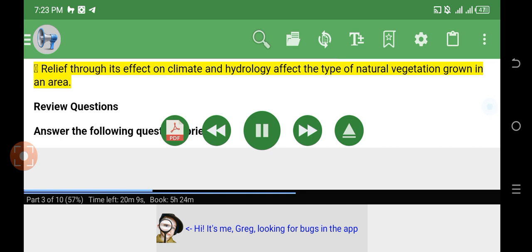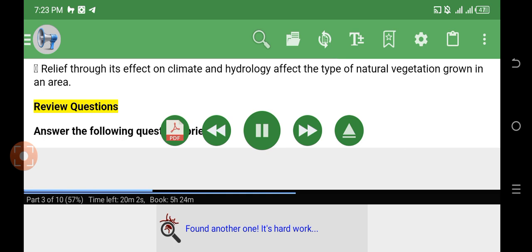Review questions. Answer the following questions briefly. 1. 2. Discuss the physiographic characteristics of the southeastern highlands and lowlands.